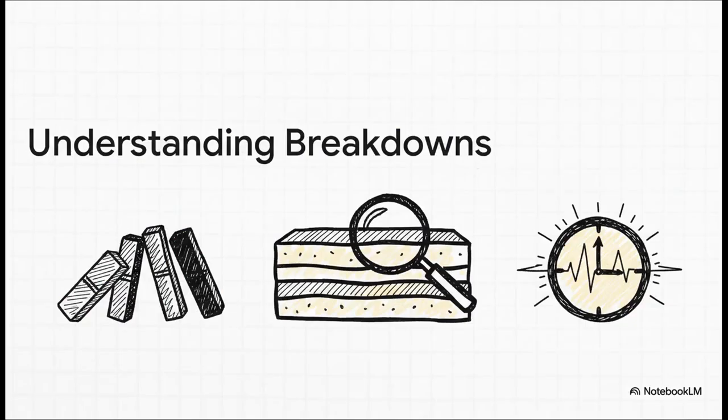So to really get what happens during these outages, we're going to look at them through three different lenses. First, the cascade itself. Second, why you have to look at multiple layers to find the problem. And three, the clues that are hidden in the timing of it all. Let's put these ideas to the test with our first case study.